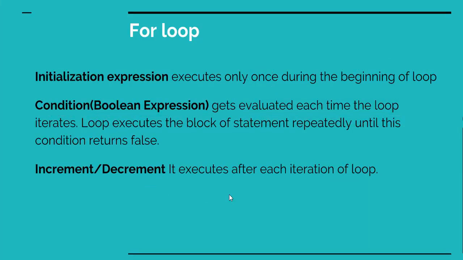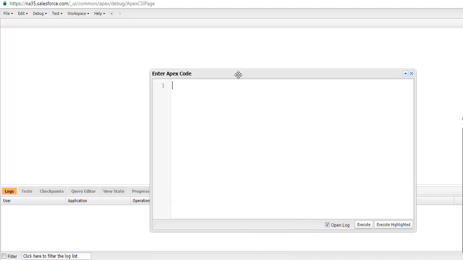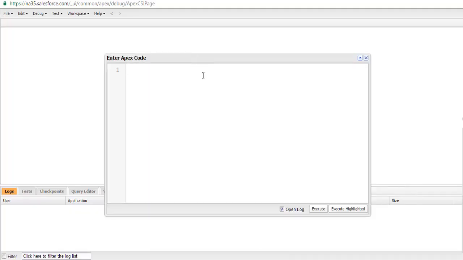So now let's go ahead and do an example of the for loop. I'm going to go back here and show you how the for loop works. I'm in my developer console. As I told you, let's say I wanted to display the value 1 ten times, something like this: 1, 1, 1, 1, 1, and so on.